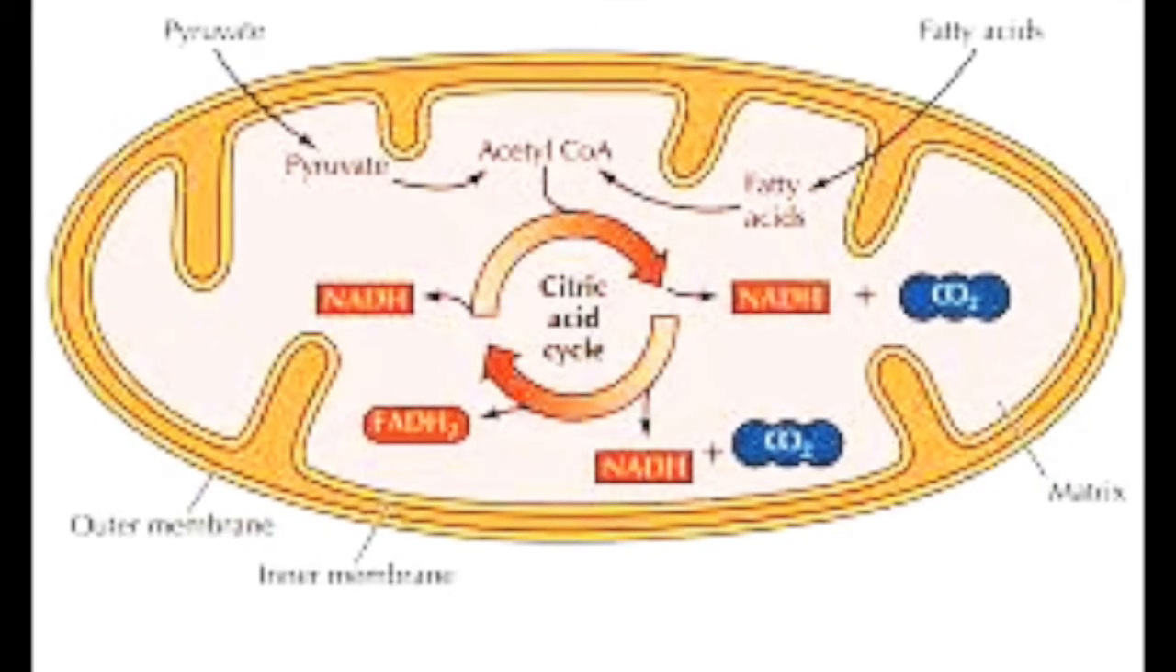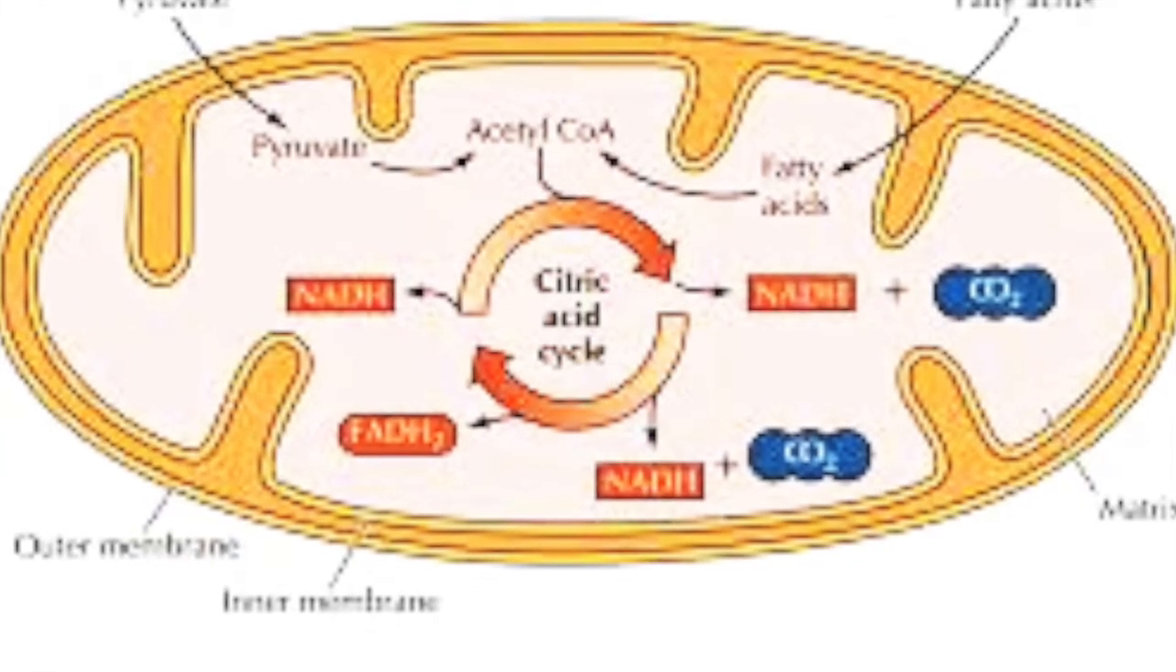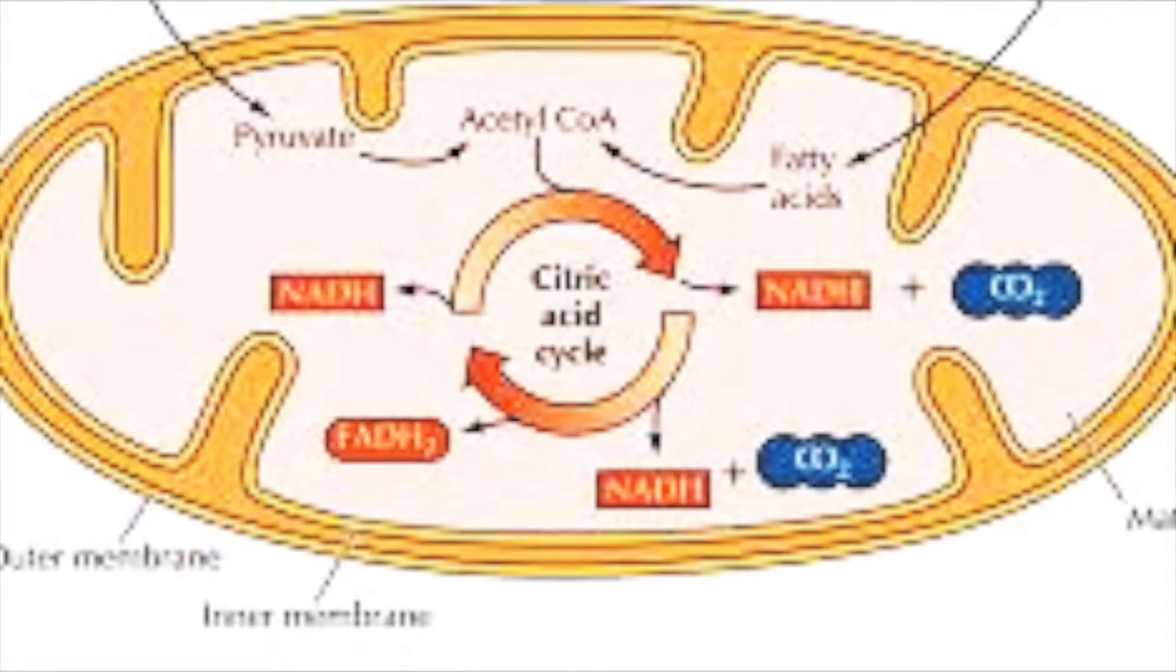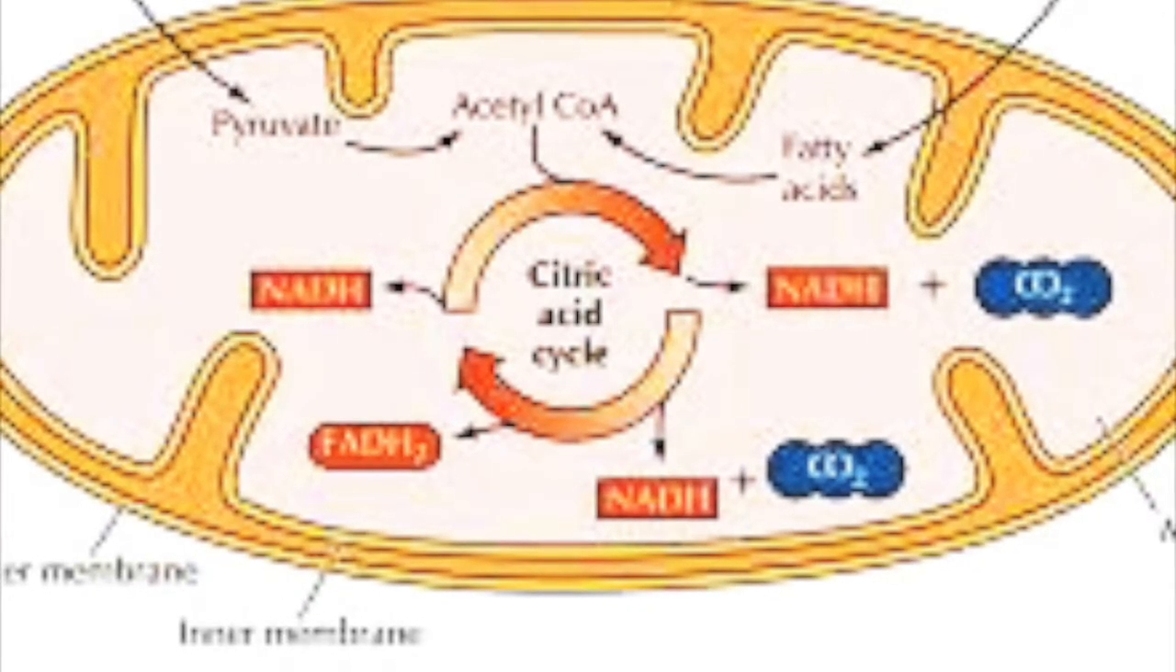Next, one of the products, carbon dioxide, is made during the Krebs cycle as a waste product. Lastly, water is made during the electron transport chain and is used in photosynthesis.